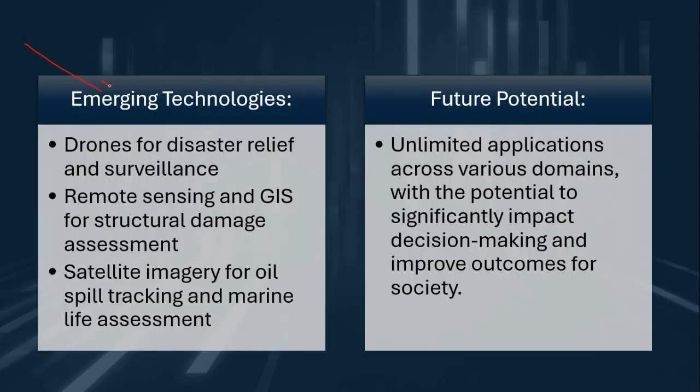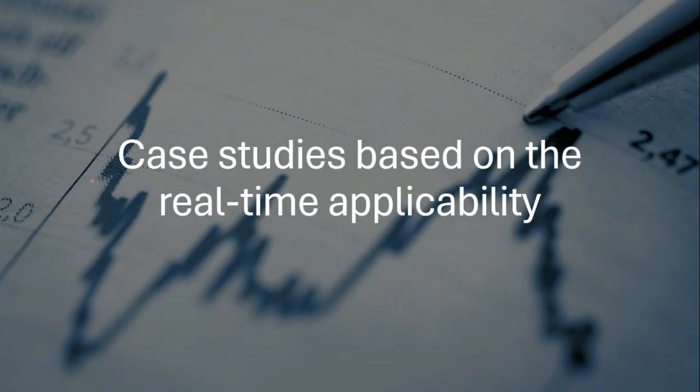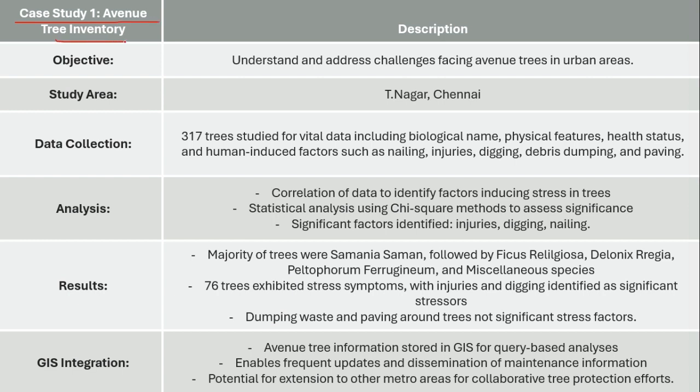There are also some emerging technologies in geoinformatics, like drones. Drones are used on a large scale for disaster relief and surveillance, remote sensing and GIS for structural damage assessment. Satellite imagery is used for oil spill tracking and marine life assessment. On the future potential side of geoinformatics, there will be unlimited applications across various domains, with the potential to significantly impact decision making and improve outcomes for society. Now we'll see some case studies based on real-time applications and how geoinformatics helps them. Here is our first case study, avenue tree inventory. Our objective for this case study is to understand and address challenges facing avenue trees in urban areas.